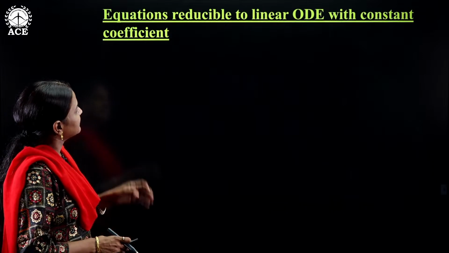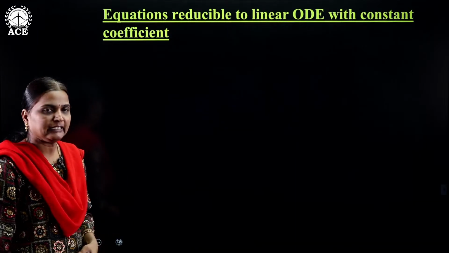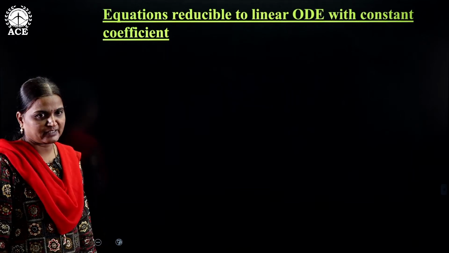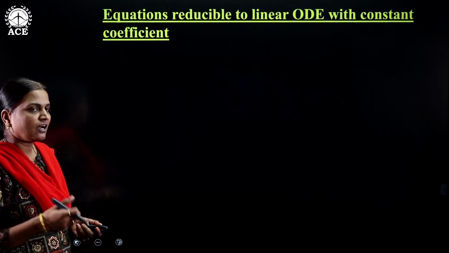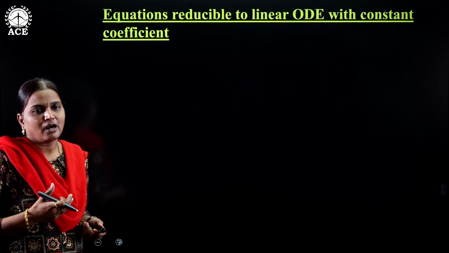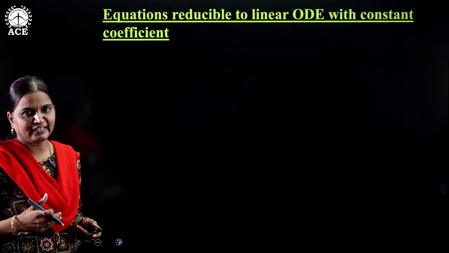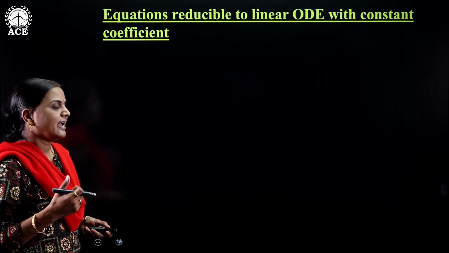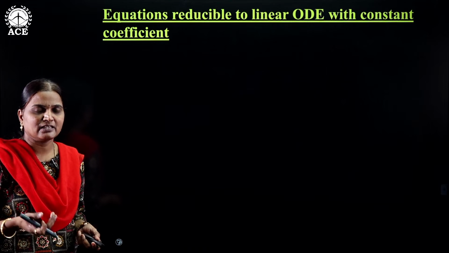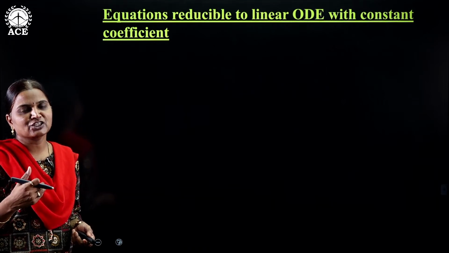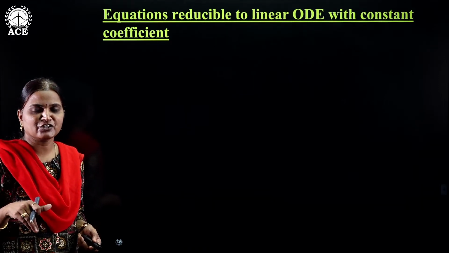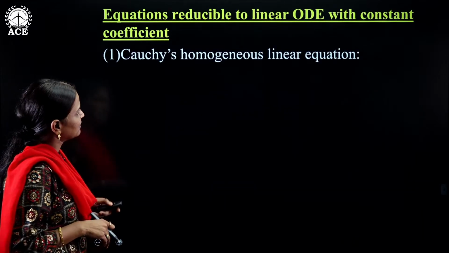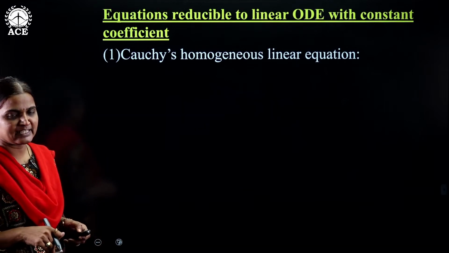Next one is equations reducible to linear ordinary differential equations with constant coefficients. Already we know how to solve the general solution of a linear differential equation with constant coefficients. If the given differential equation has variable coefficients, in this case, how to convert the differential equation into a linear differential equation with constant coefficients? So, we have two types of equations. First one is Cauchy's homogeneous linear equation.